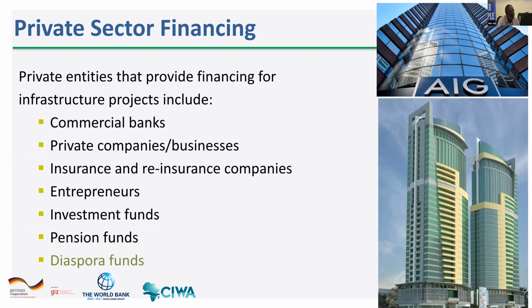They can be commercial banks, they can be private companies or businesses, insurance companies and reinsurance companies, entrepreneurs, investment funds, pension funds. They are important sources of financing. And the countries are thinking of also tapping into diaspora funds. They have still not got a mechanism, but that is increasingly looking like a potential source of private financing for the public sector.